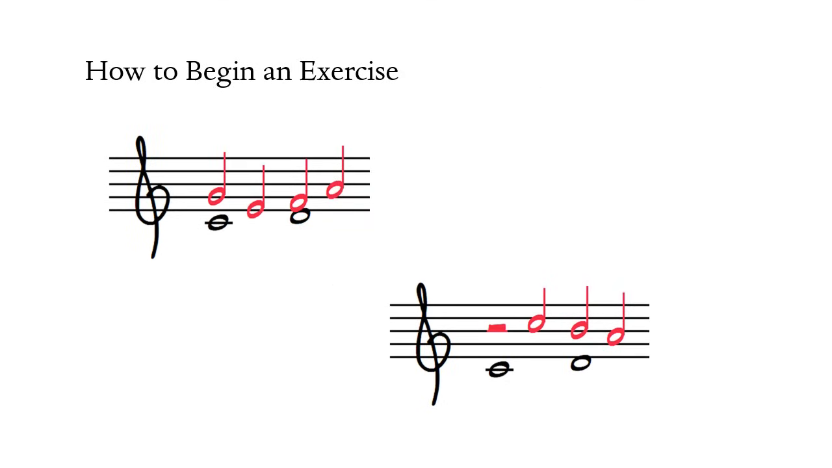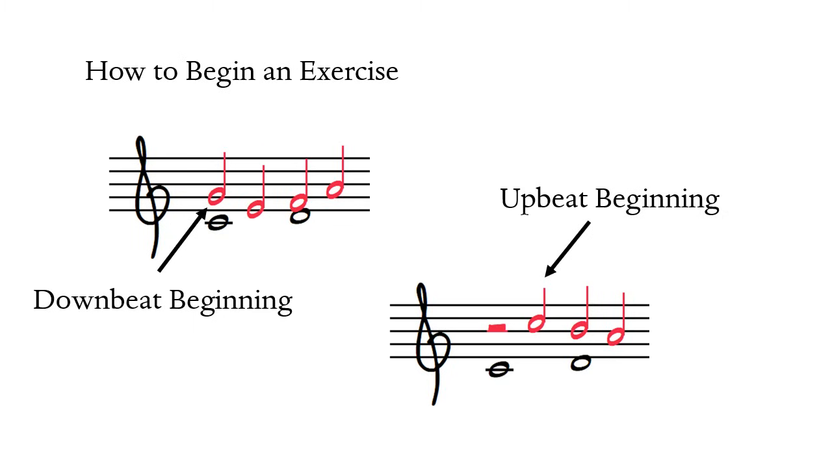There are two ways to begin the first measure of a 2-to-1 exercise. You can either begin normally on the first downbeat, or you can choose to begin with a half-note rest and allow the melody to begin on the upbeat. Which option is best will depend on your chosen starting tone and the initial shape of the given melody.